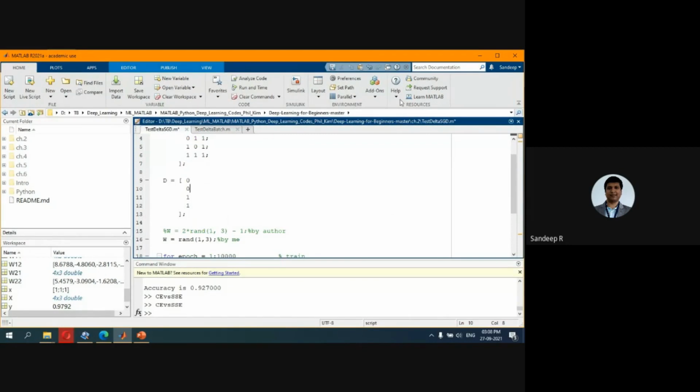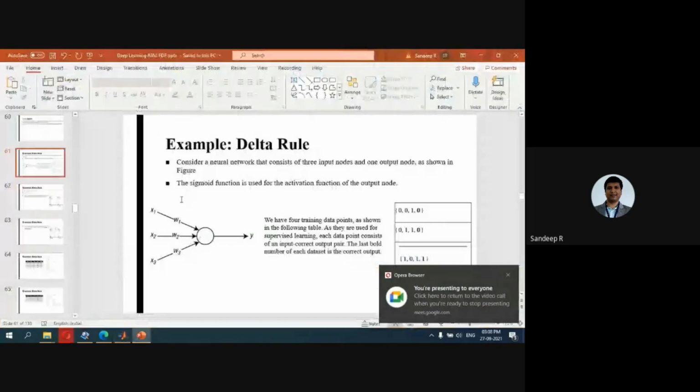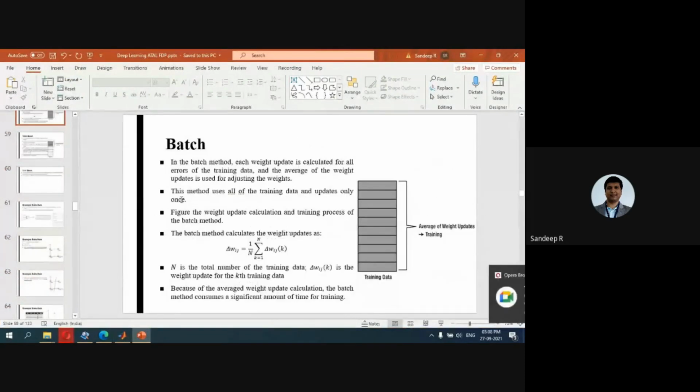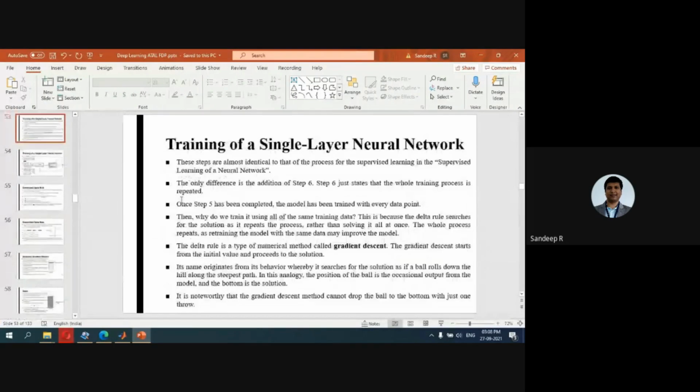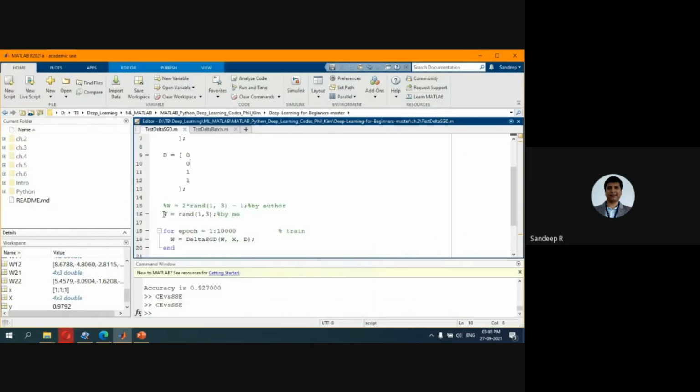Now, what is the first step we have? Let me go to the pseudocode, then it will be easy for you to understand. Initialize the weights with adequate values. So I'm initializing the weights with random values, 1 row, 3 columns. Then I'll pass these data points.